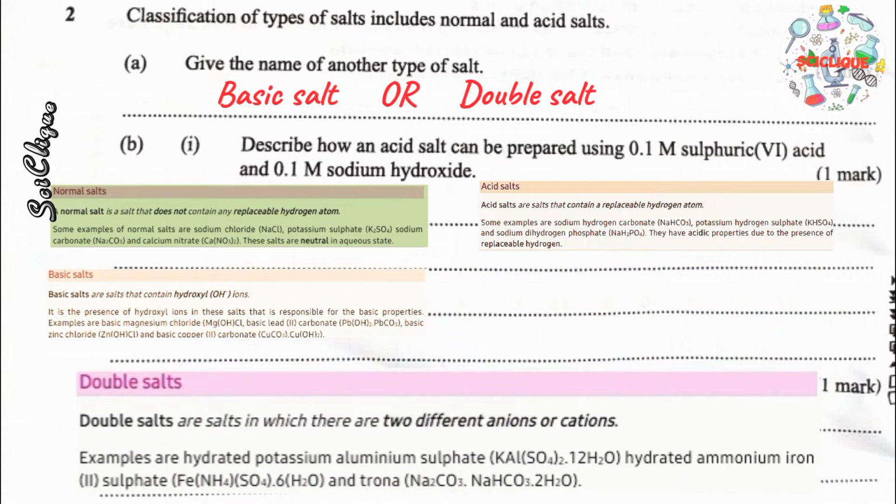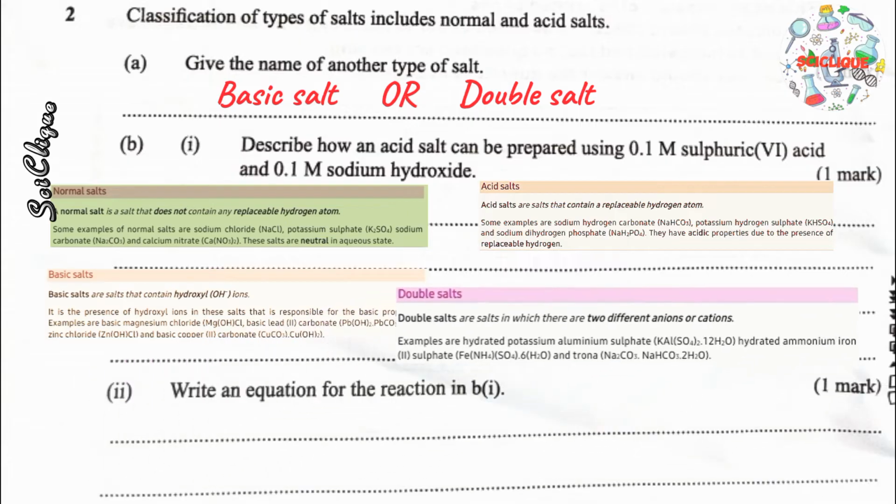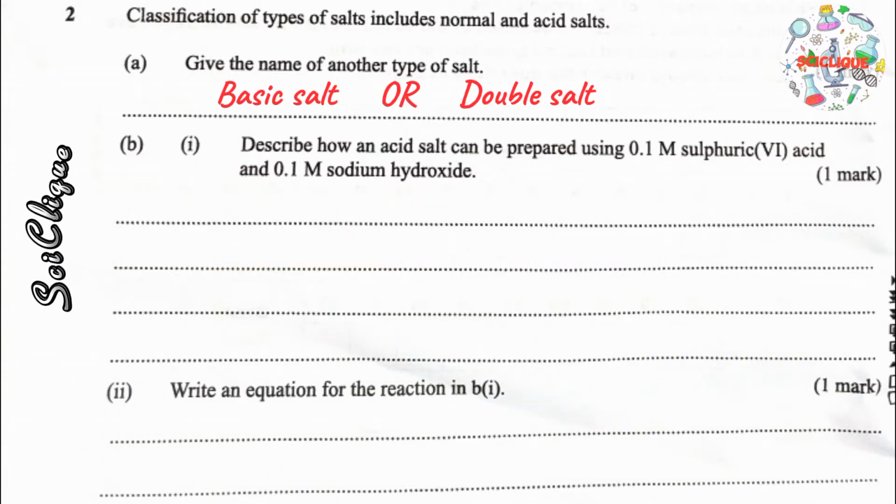These are salts that have 2 different anions or cations. So for example, hydrated potassium aluminium sulfate, hydrated ammonium iron 2 sulfate. Well, yes, you can clearly see they are quite a mouthful. And my favorite, trona. Now, coming back to our question, we now know what an acid salt is.